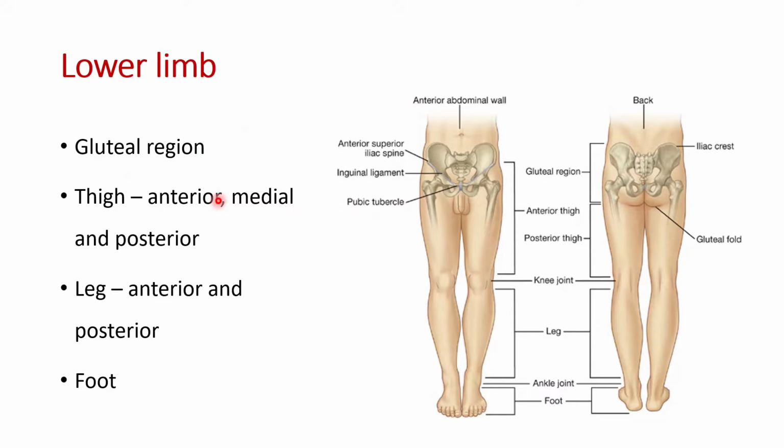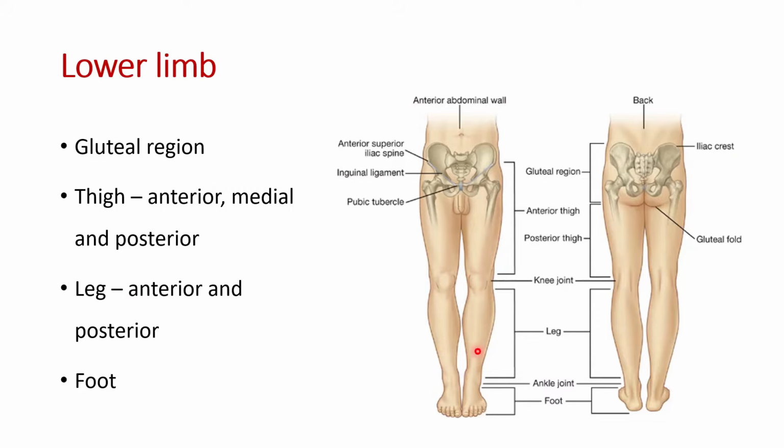The other part of the lower limb is a thigh. So this is a thigh. This is a posterior aspect of the thigh. This is the anterior aspect of the thigh. And then this will be the medial aspect of the thigh. So the thigh will be divided into three: anterior aspect, medial aspect, and posterior aspect.